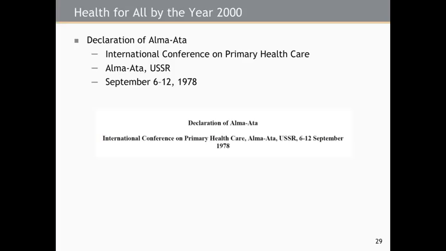The International Conference on Primary Health Care that was held at Alma-Ata in September of 1978 was the most important global health conference that had been held in the world up until that time. It was attended by leading health figures from all over the world, and they focused on this very important idea of what primary health care is and what it should be, what it might be.